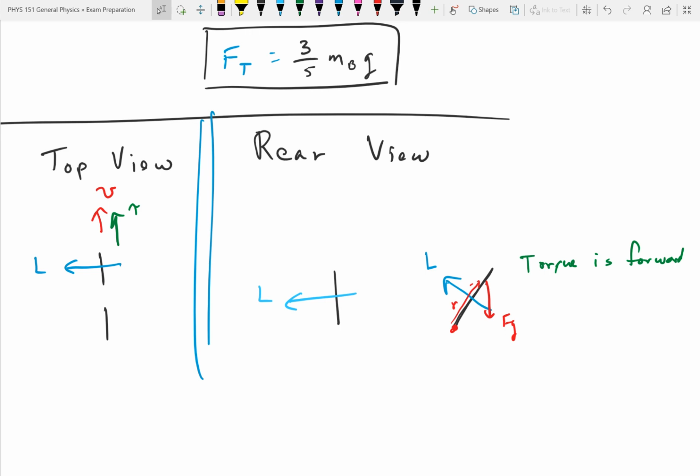Right. And then for final, change in angular momentum. Well, start with this, Newton's second law in rotational form. Net torque is equal to change in angular momentum over change in time. So you solve that for change in angular momentum is equal to the net torque multiplied by the change in time. So the change in angular momentum is the same direction as the net torque.